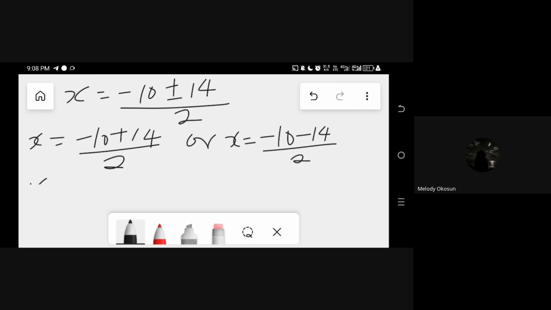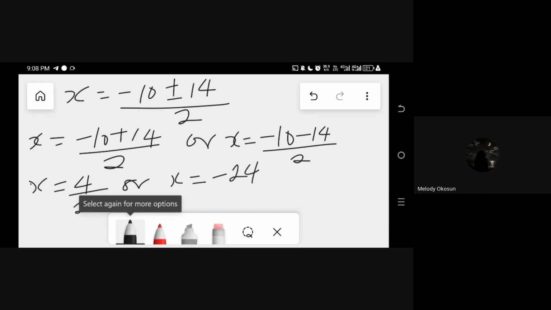Then doing that, you have S equal to minus 10 plus 14, oh sorry, minus 10 plus 14 is 4, so 4 over 2, or S is equal to minus 10 minus 14, which is minus 24, minus 24 over 2.